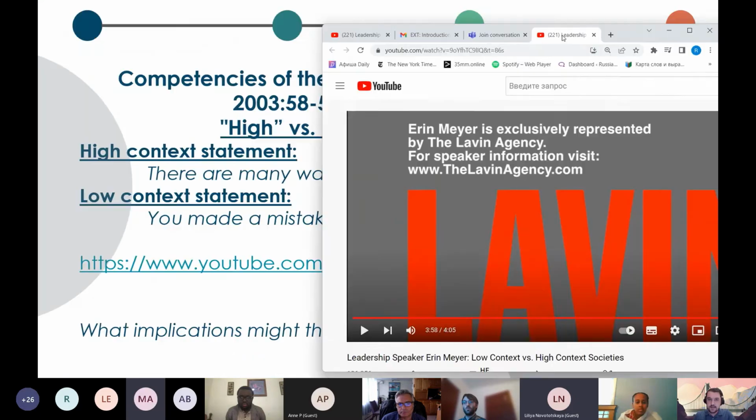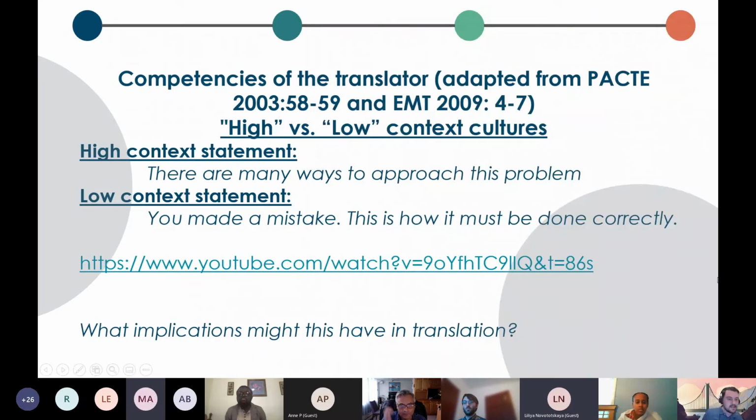Okay, so that is what I wanted to do. I wanted to make a distinction between different types of culture. Maybe you notice this in your own culture or in any languages or cultures that you have studied, that this might be an issue that we run into. What are the implications this might have in translation? Does anybody have an idea?